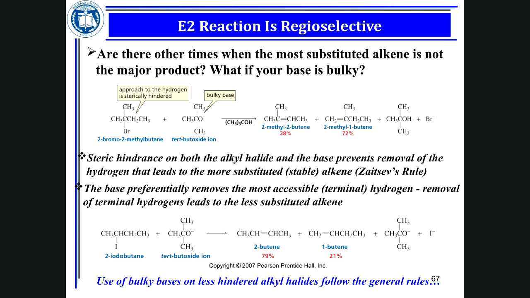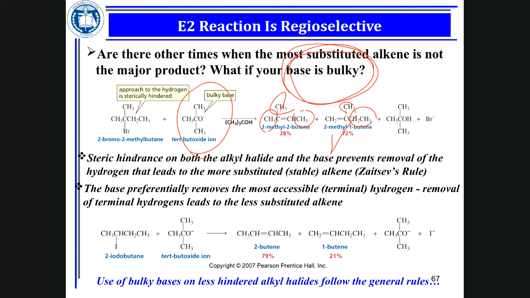If the base that you are using is bulky, then a bulky base is not going to be able to take away the more substituted hydrogen. As a result, you end up with a less substituted alkene, but you don't have a choice, and that would be the major product. So that is the exception. If you use a bulky base, it is going to remove the hydrogen that is more accessible, the hydrogen that is easier to be removed by a bulky base.